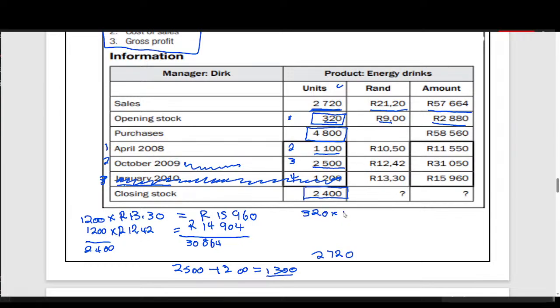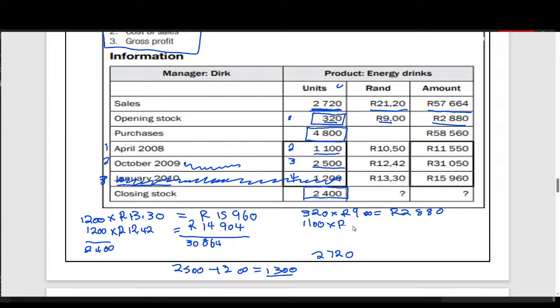What was the cost price? Per unit, it was 9 rand. So the value of that stock was already calculated: 2,808. Then we come to the second stock. We can see that this 320 is not 2,720. So that means also 1,100, they were all sold.